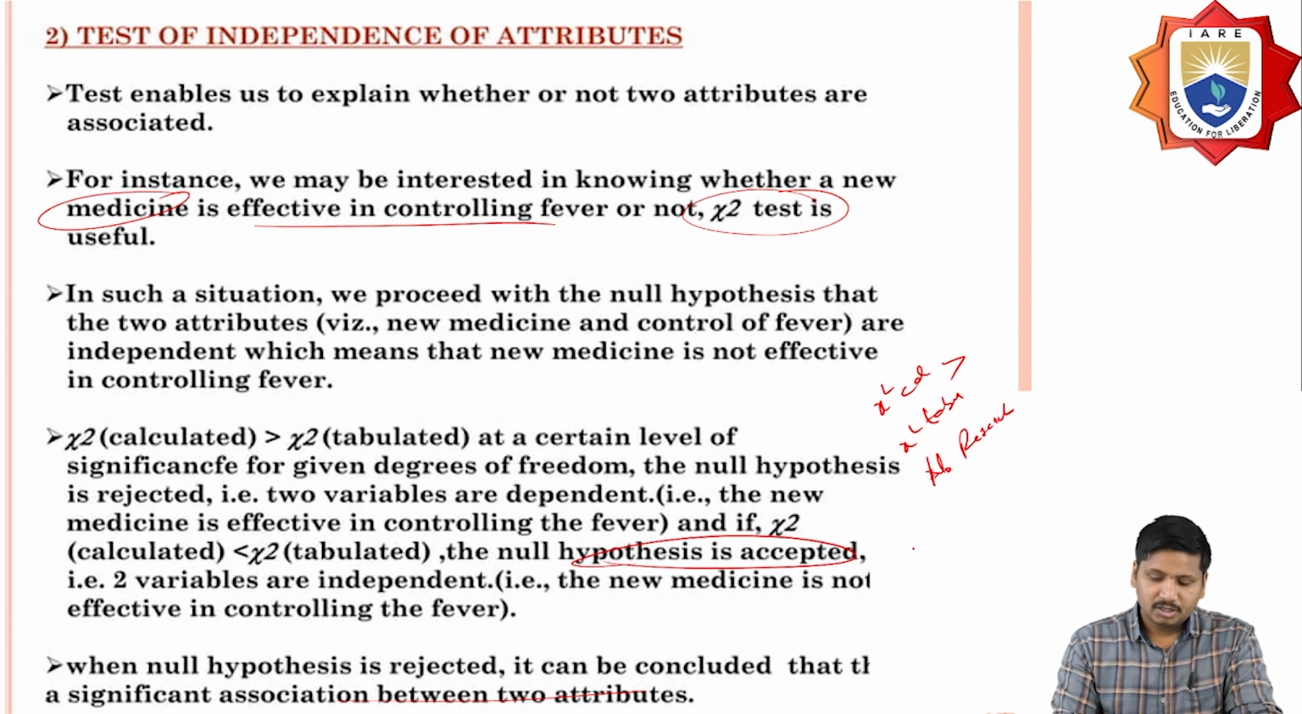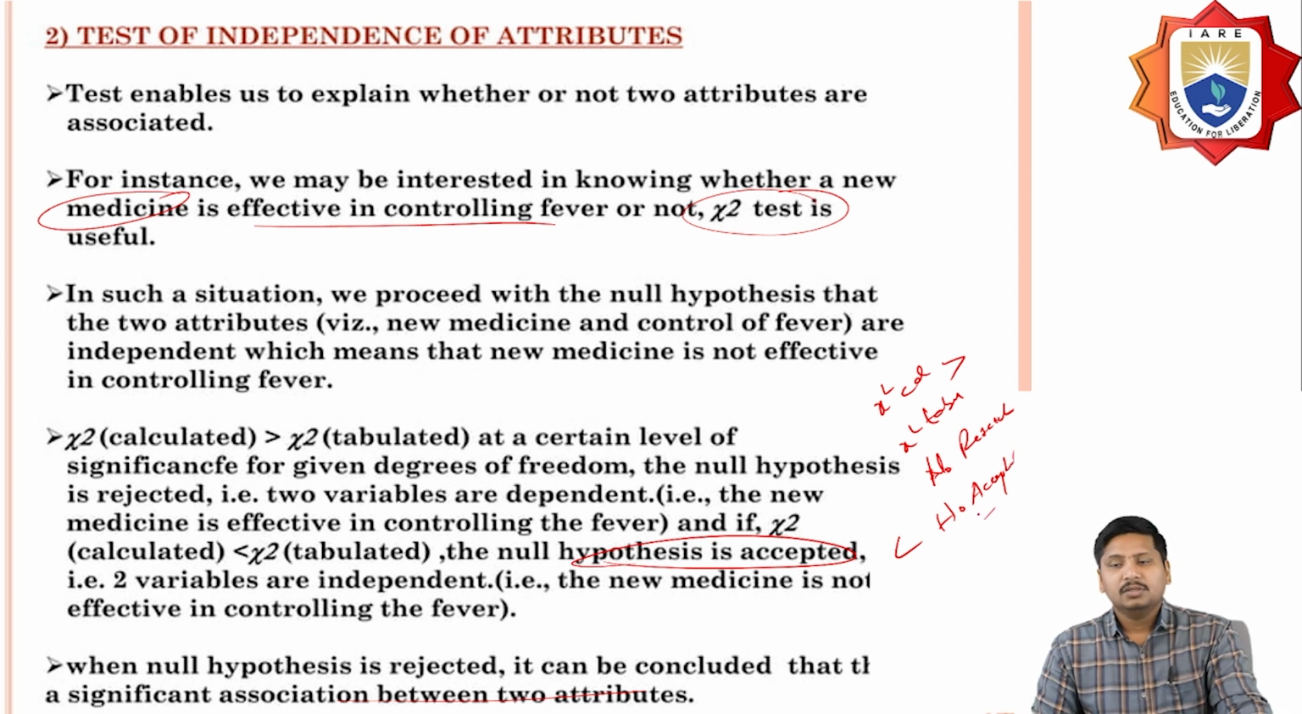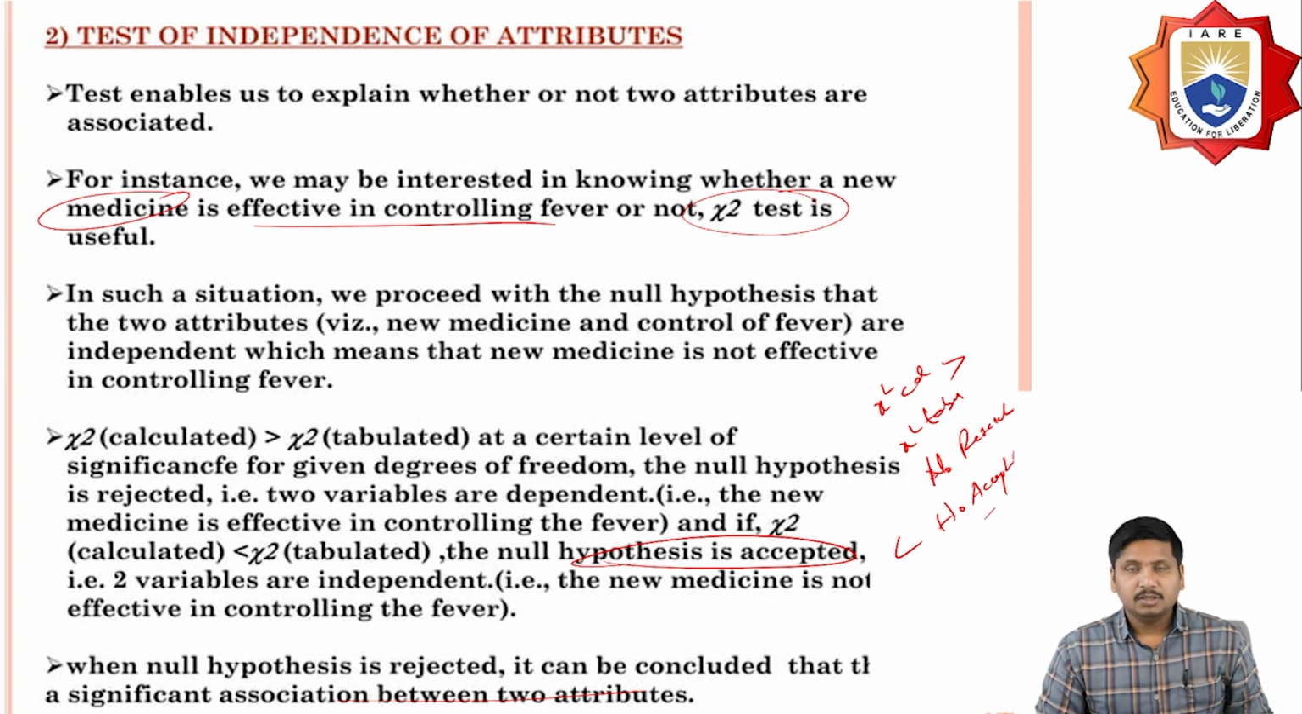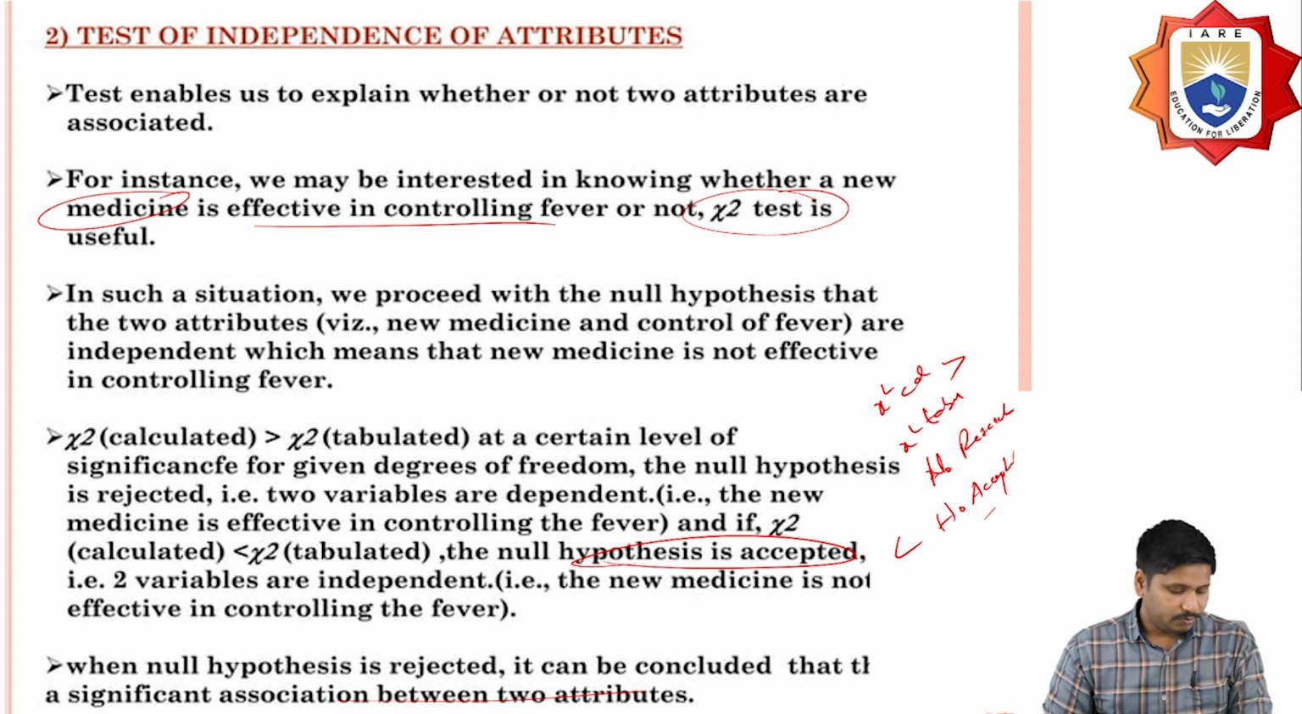Whenever the value is less than this, then H naught is going to be accepted. So that is the significance of test of two attributes.